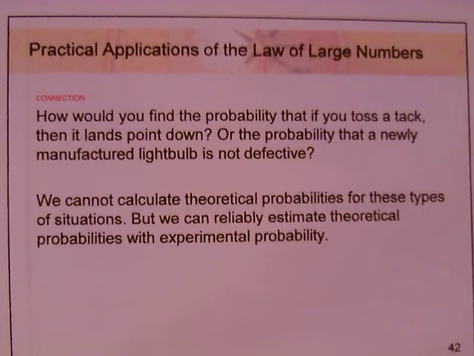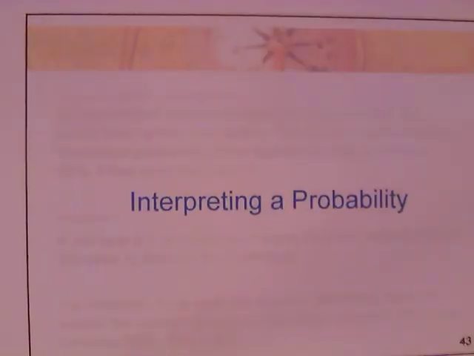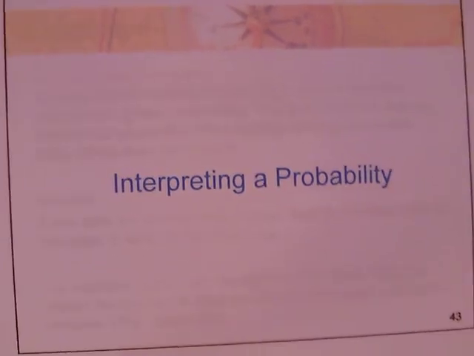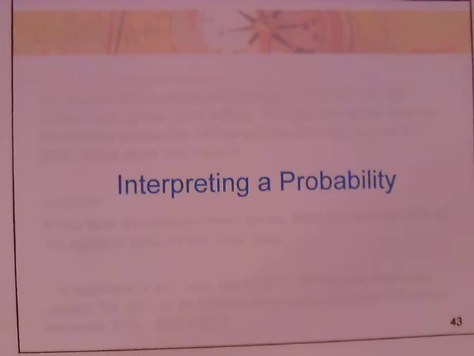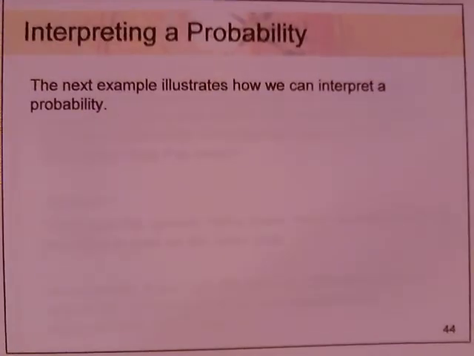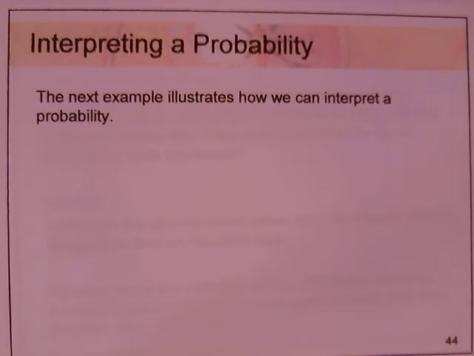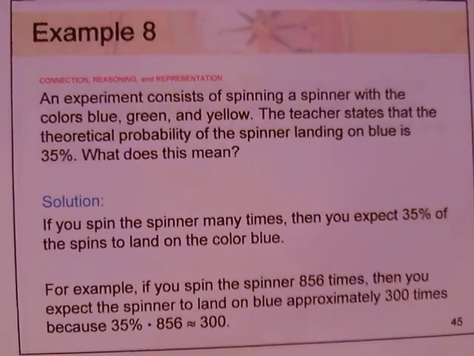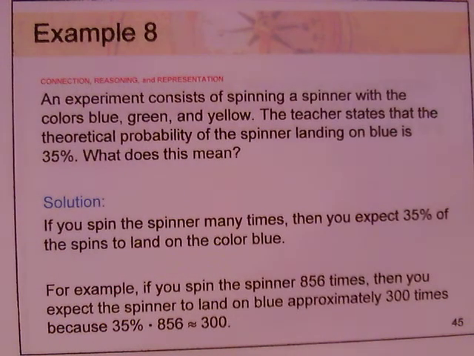Okay. So how do we interpret a probability? That's the next thing we'll look at here, interpreting a probability. So, in this example, we can interpret a probability like this. Here's example 8. An experiment consists of spinning a spinner with the colors blue, green, and yellow. The teacher states that the theoretical probability of the spinner landing on blue is 35%. So what does this mean?